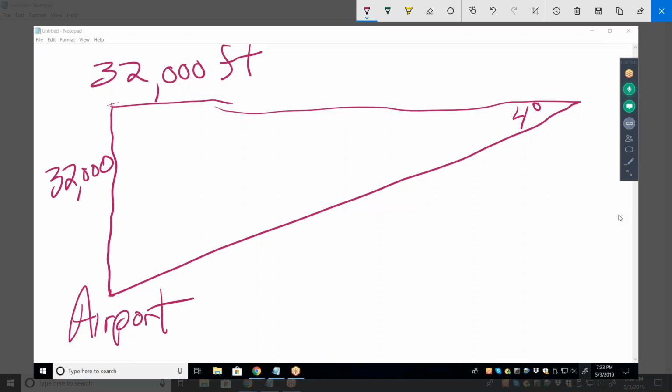So is my triangle that I've drawn accurate? Here's the plane right here. In other words, the height of 32,000 makes that side of the triangle 32,000, right? Because we know the height of the airport is 0. Right? It's on the ground. Okay, there's the 4-degree angle of depression. And they want to know x and they want to know y, correct?